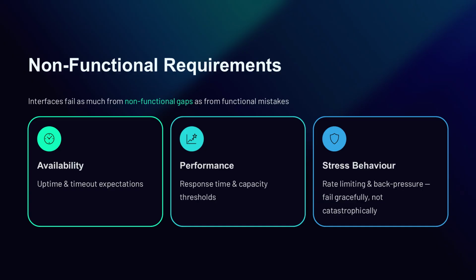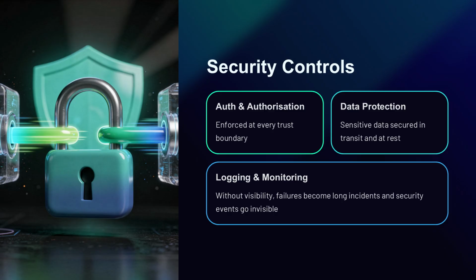These requirements are what make integration survivable in the real world. With non-functional requirements in place, you now embed security controls into the interface control document. You define how authentication and authorization are enforced, what trust boundary exists between systems, and how sensitive data is protected in transit and at rest. You also define logging and monitoring expectations, because without visibility, interface failures become long incidents and security events become invisible. This ensures integration does not become the weakest link in your security posture.